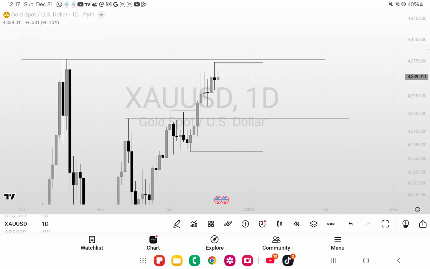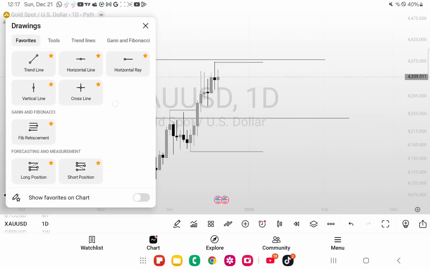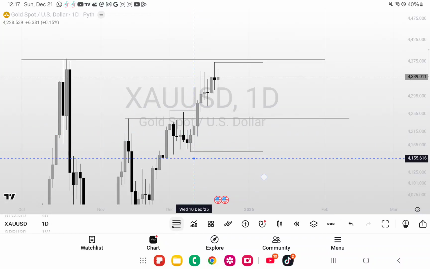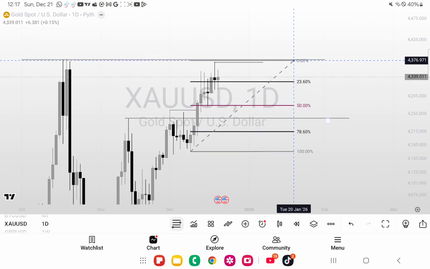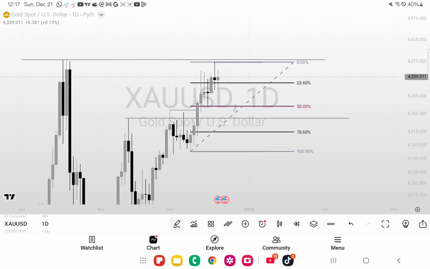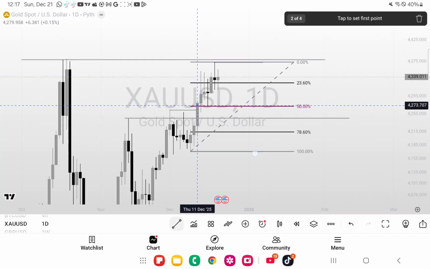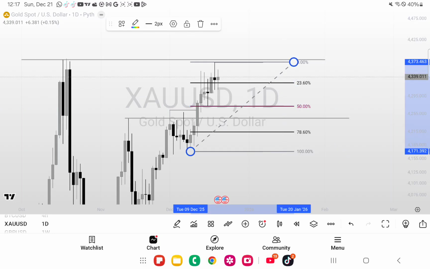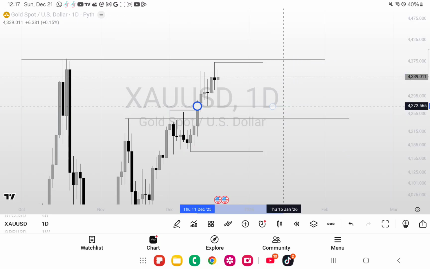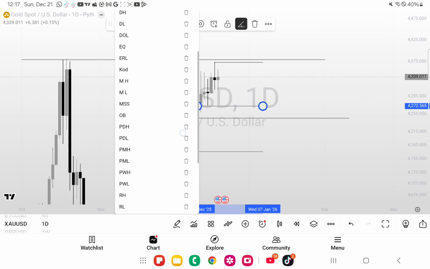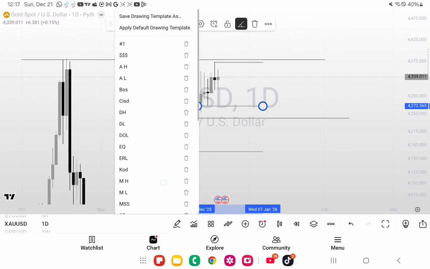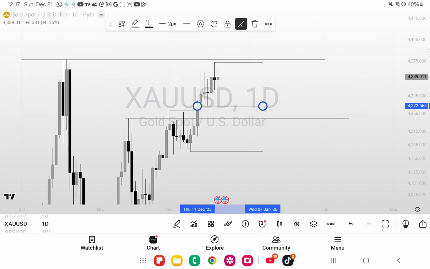Now let's mark the 50% of the range. This is our Fibonacci tool. We mark the low to the high to identify the 50% of the range. So now we can clearly see that this is our 50% here. This is our equilibrium of the range, right? Let's highlight also the equilibrium. So this should be our equilibrium here.